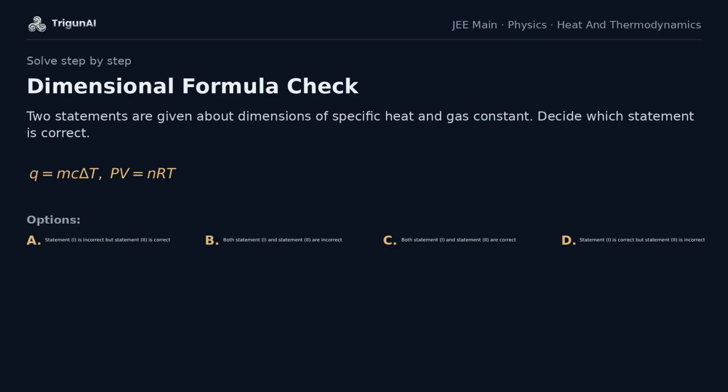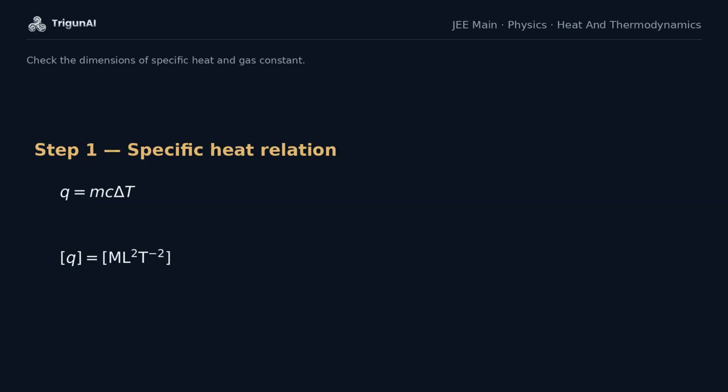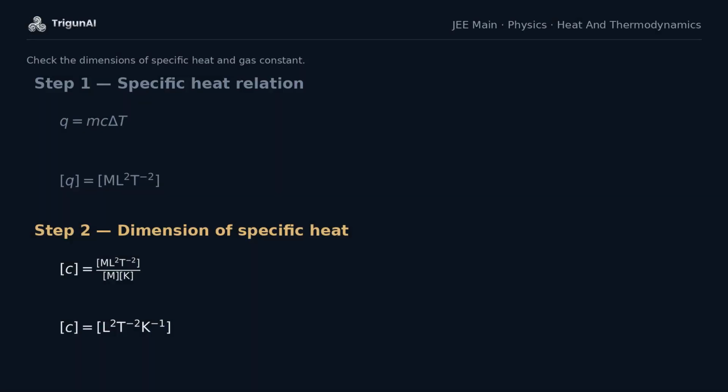We are given two dimensional formula statements, one for specific heat and one for the gas constant. Let us solve step by step. Heat has the same dimensions as energy. So we start from heat equals mass into specific heat into temperature change. Mass cancels out, leaving length squared, time power minus 2 per Kelvin. So statement 1 is correct.